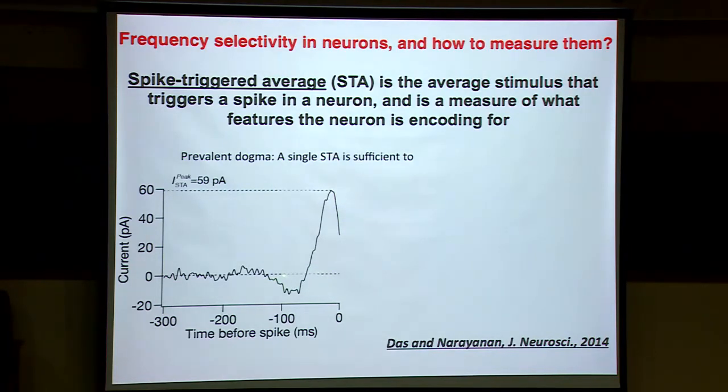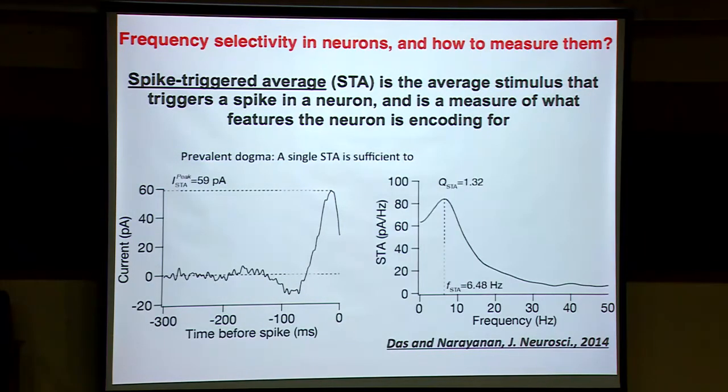So, if there is an excitatory input, or a positive input, that comes within this region, that is going to negatively contribute to the generation of a spike, right? So that's the general idea for this one. I don't know where the rest of the sentence went. It should read as: a single STA is sufficient to characterize a single neuron.